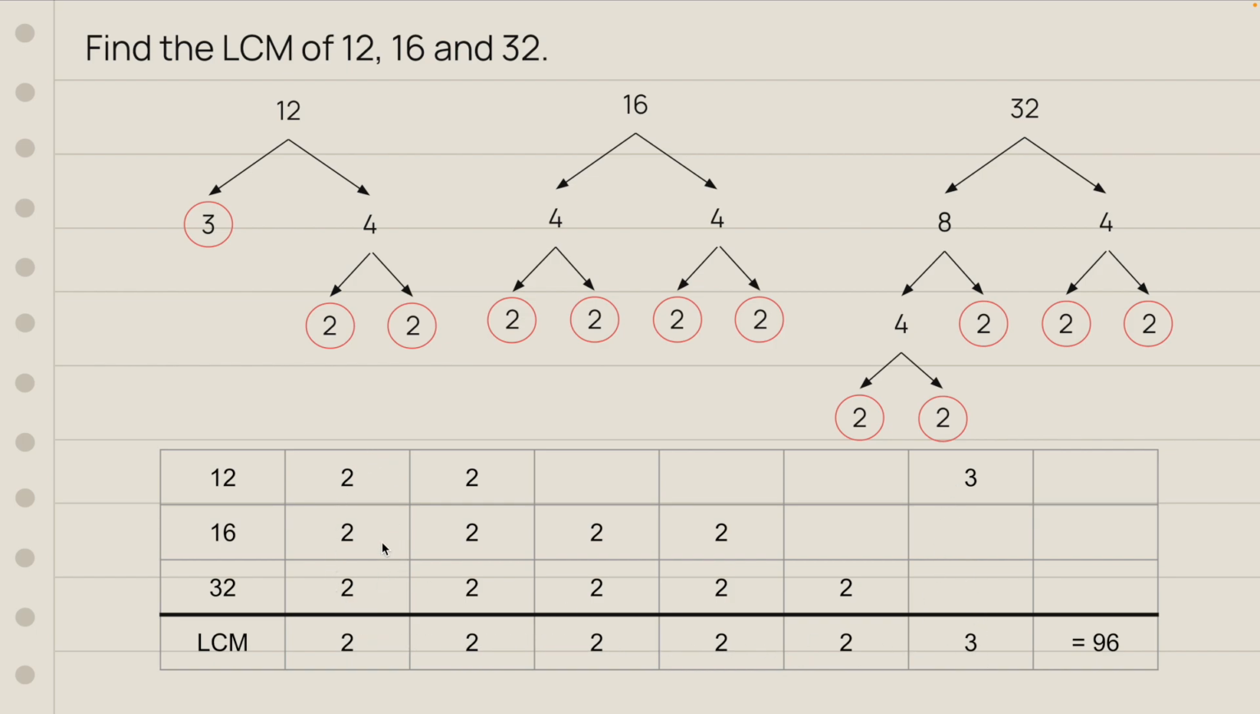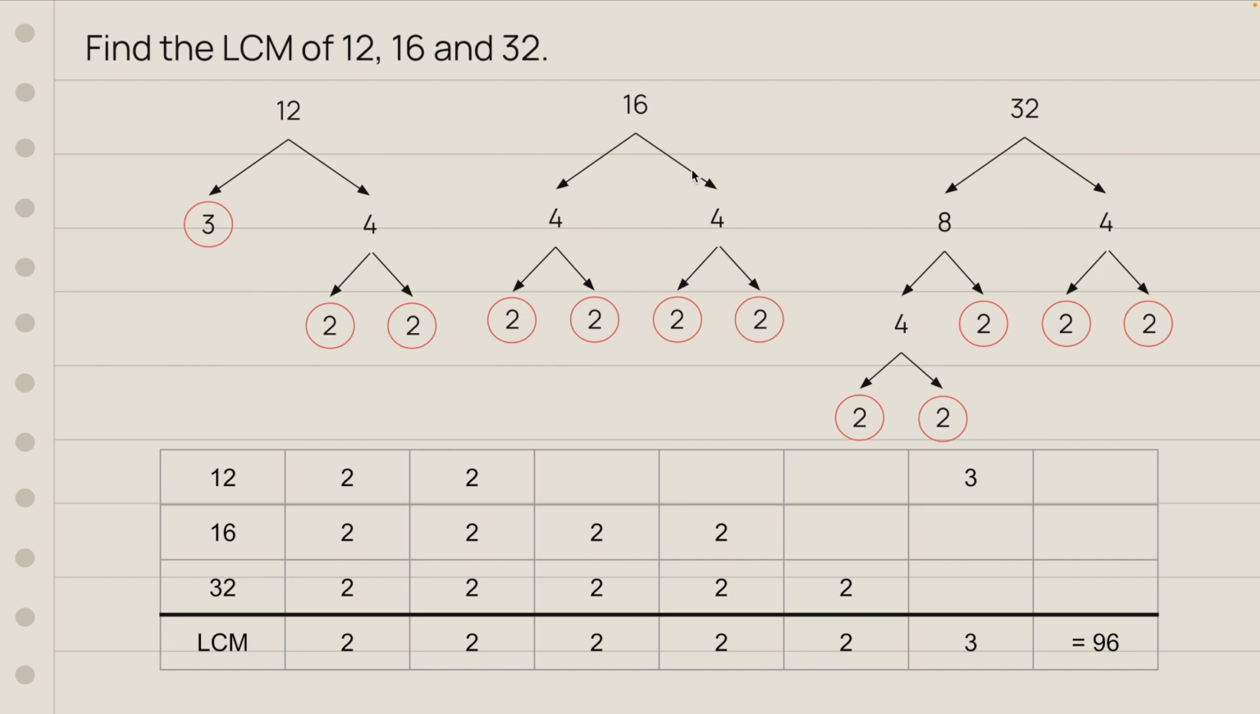So these are all common, these are common, these are common, these are common, and there's one more here, and then the 3 drops down. Okay. And if I multiply these all together, I get 96. So my lowest common multiple of 12, 16, and 32 is 96.